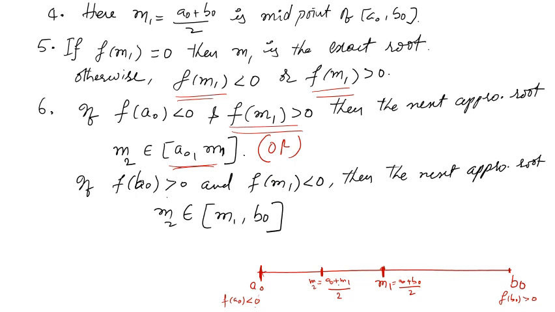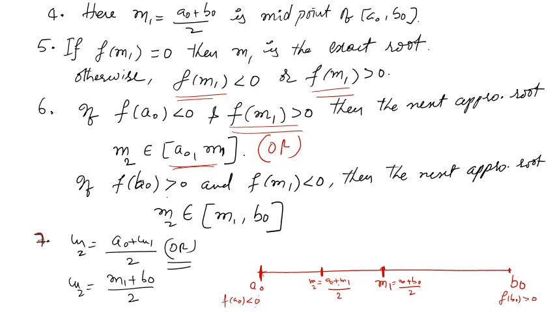Okay. Next, let us calculate. What is M2? Either A0 plus M1 by 2 or M1 plus B0 by 2, whatever it is. M1 either belongs to the interval A0 comma M1 or M1 comma B0. But I am assuming the root M2 belongs to A0 comma M1, so M2 equals A0 plus M1 by 2. If F of M2 is positive, and F of A0 is negative, then the next root lies between where? That is M3, the midpoint of the interval A0 comma M2.